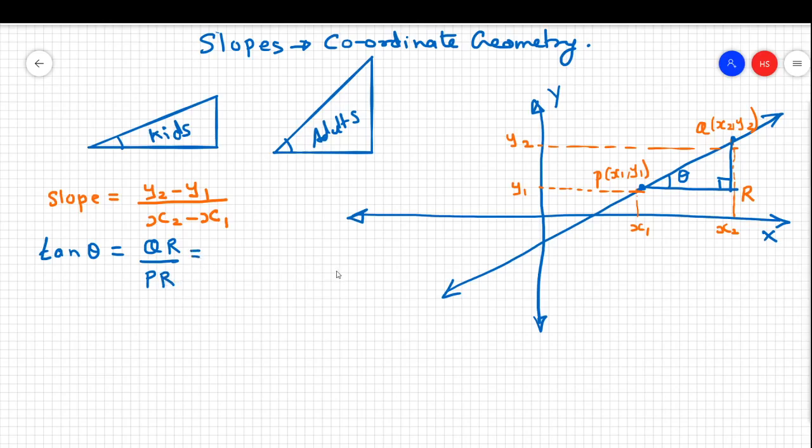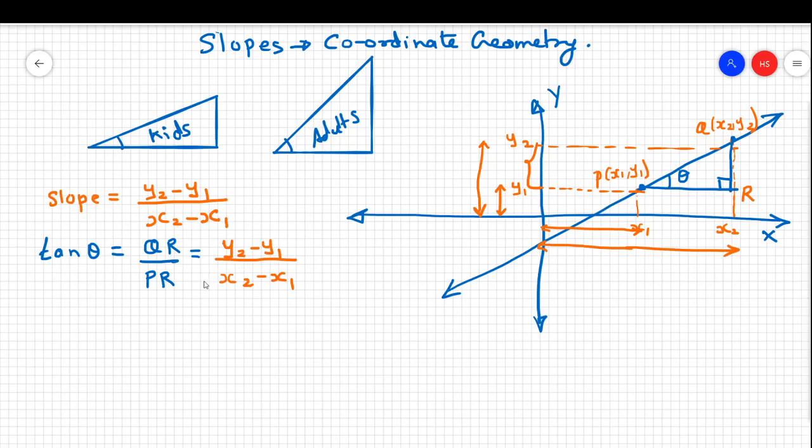Now tell me, how can I write QR? Can I write QR as y2 minus y1? Think about it. Can I call QR y2 minus y1 or not? And PR, what is PR? Can I call PR x2 minus x1? Look, this full thing is x2, and this much is x1. So x2 minus x1 will be PR. I hope you understand it. Similarly here, this whole is y2 and this is y1. So y2 minus y1 will be QR. I hope you got this.